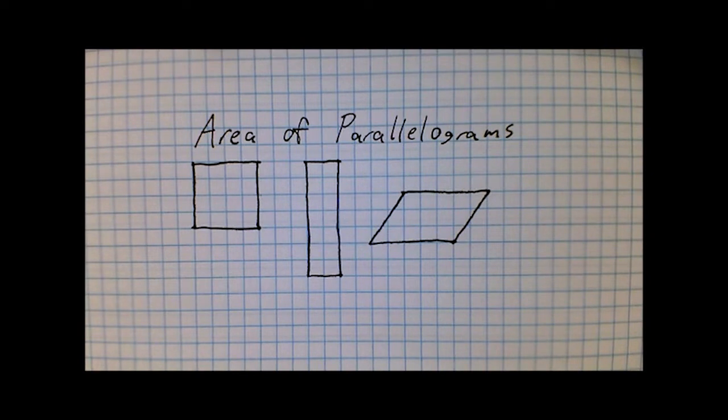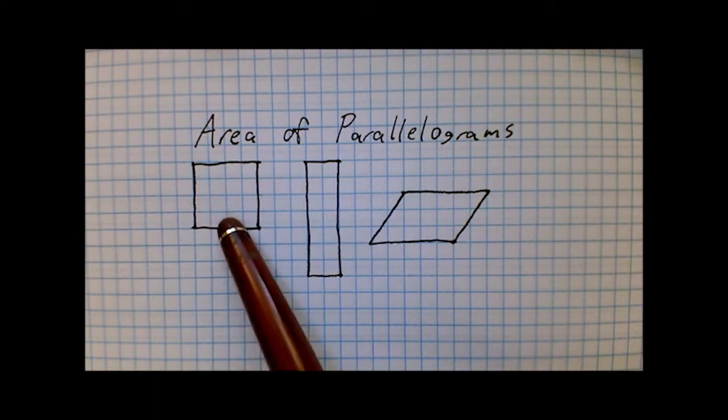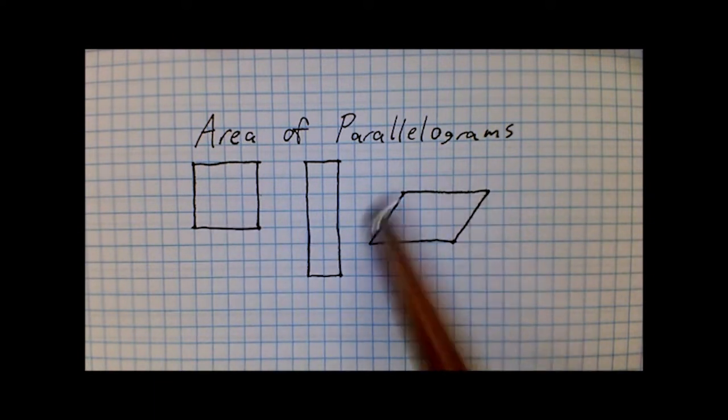Well, okay, I guess when I'm talking about geometry, I actually mean area of parallelograms. So for starters, I went ahead and drew out 3 parallelograms, a square, a rectangle, and the stereotypical parallelogram. And we're going to work on finding the area of them.